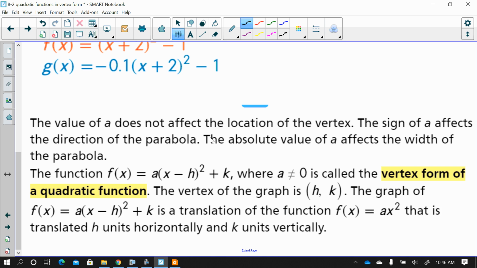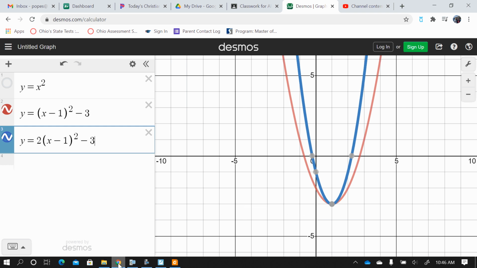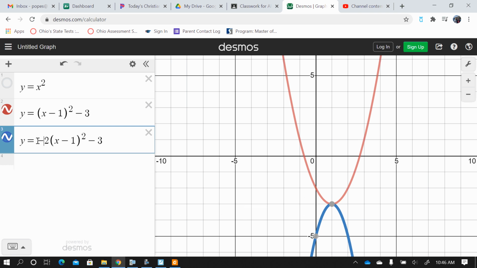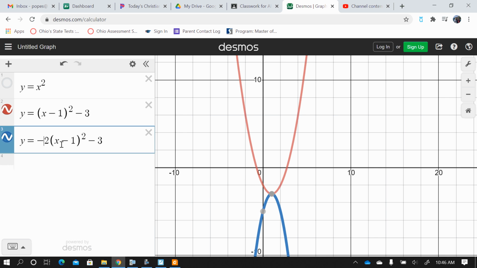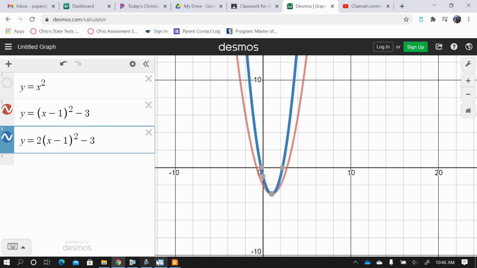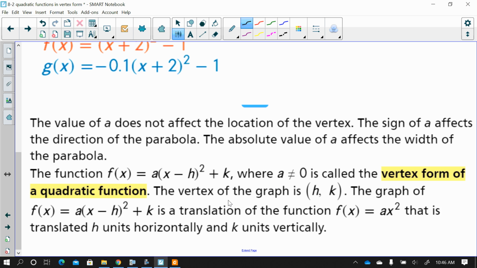The sign of a affects the direction of the parabola. For example, if I make it negative instead of positive, notice it's still skinnier, but it also flips it upside down. So a affects the direction. The absolute value of a affects the width.